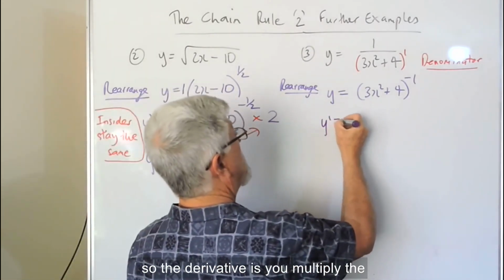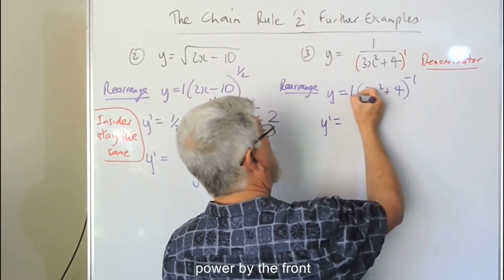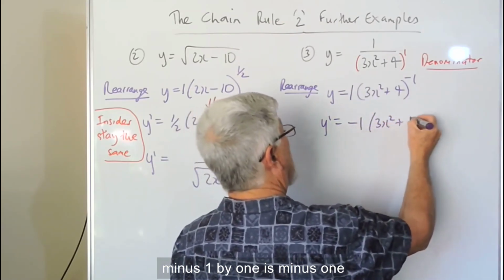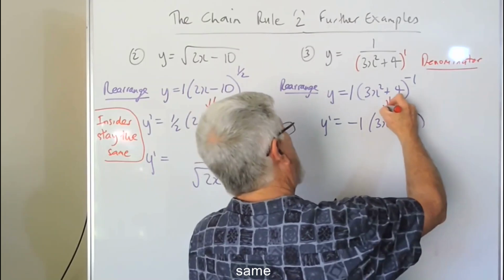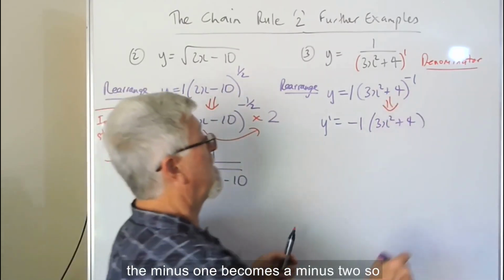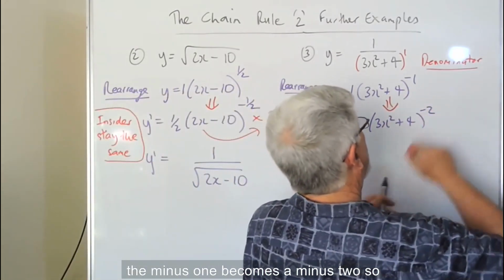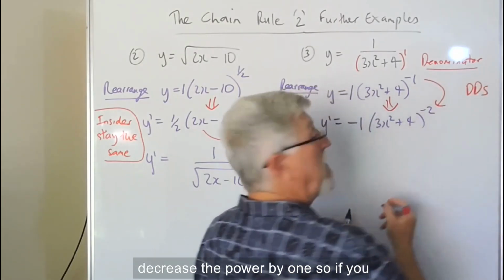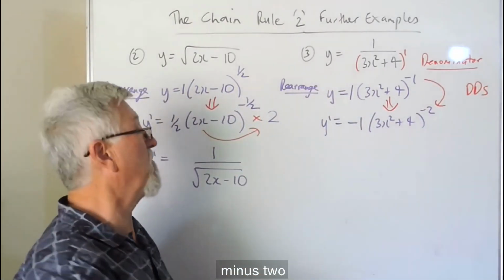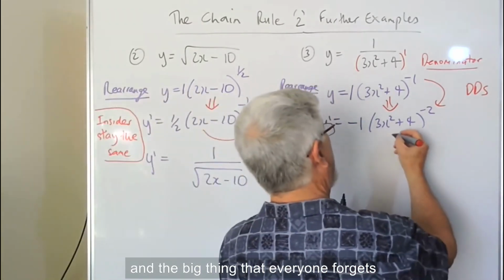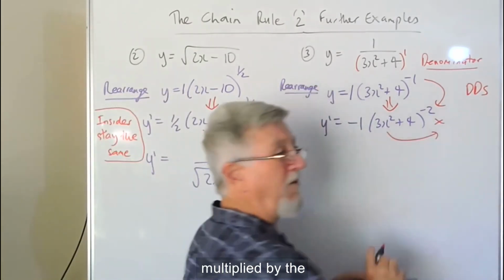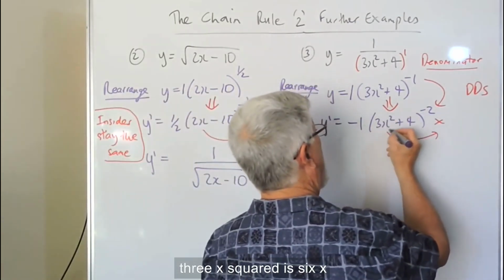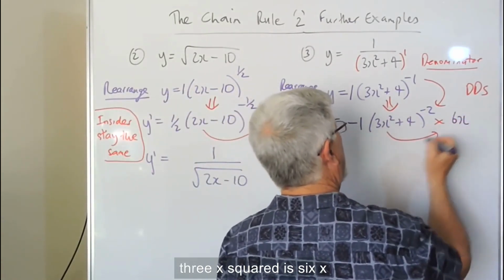So the derivative is, you multiply the power by the front, minus 1 by 1 is minus 1. And then the inside stays the same. The minus 1 becomes a minus 2. So what are you doing with the power? We're doing the DDs. Decrease the power by 1. So if you decrease minus 1 by 1, you're at minus 2. And the big thing that everyone forgets, multiplied by the derivative of the inside. So the derivative of 3x squared is 6x.